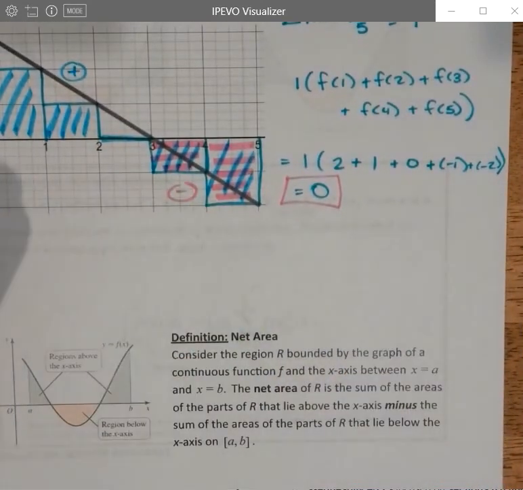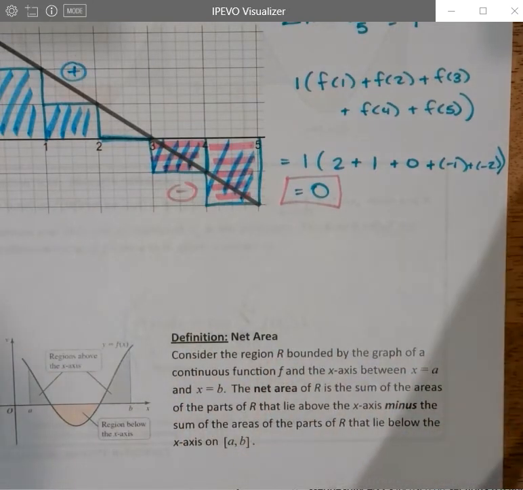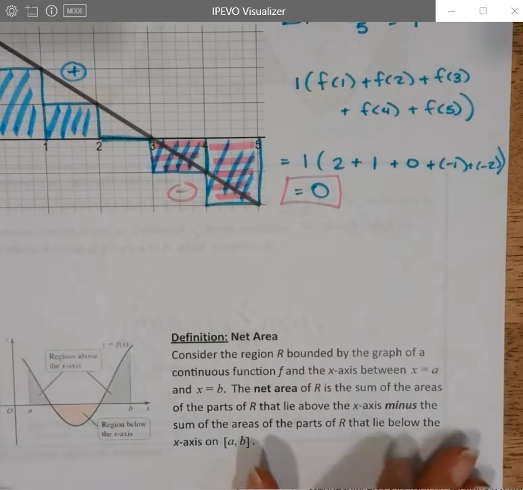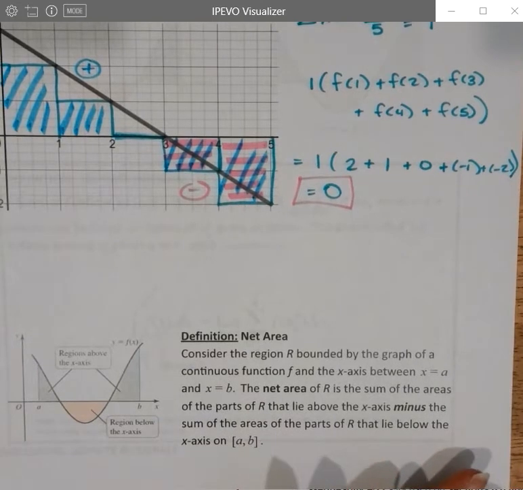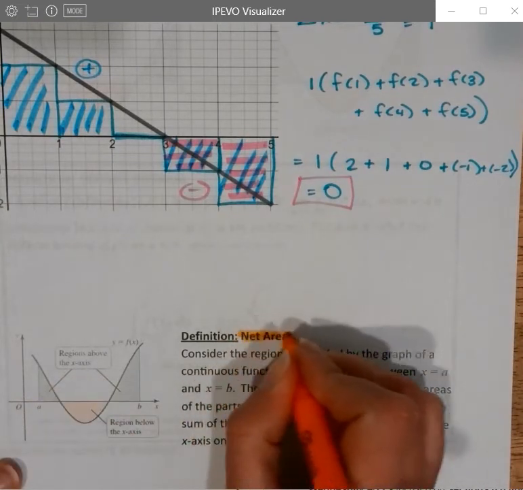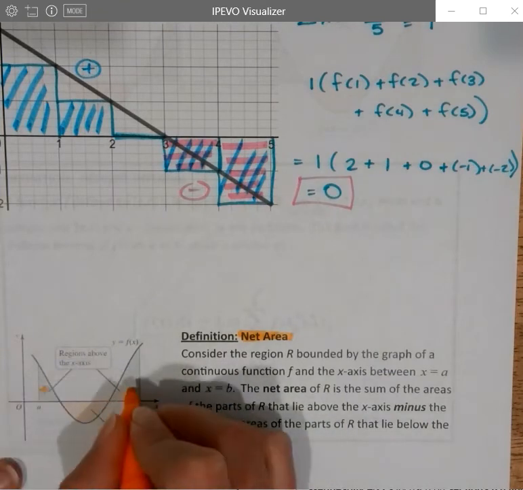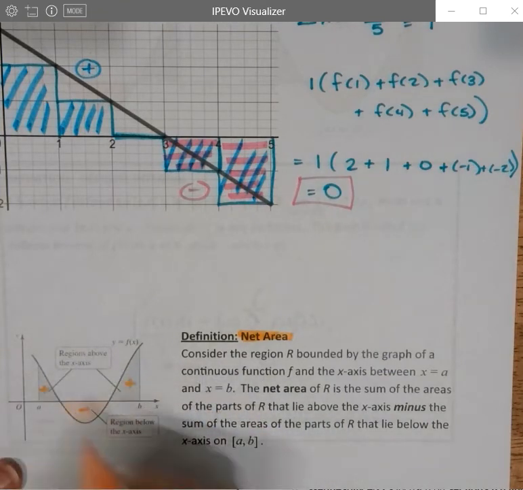Okay, and so we need to talk then about net area. We need to figure out what words we're going to use when we allow things to be positive or negative. So for distance and displacement, for example, displacement was signed, and so it allowed there to be negative, and distance is always positive. So in this picture, we've got the definition of net area, and regions that are above the x-axis are going to have positive areas, and regions below the x-axis are going to have negative areas.